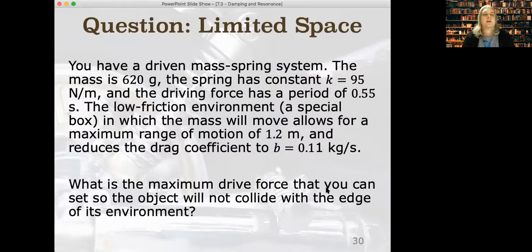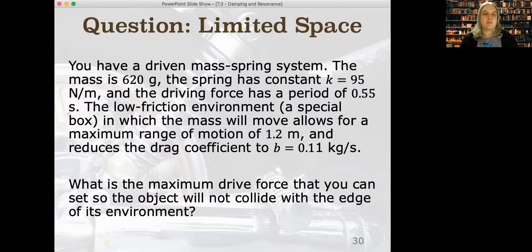This question is about a driven mass spring system. We're given a bunch of values for it, but it says that the system has a limited space that it can move in. The mass can only move up to a maximum range of motion of 1.2 meters. With all of that information, we want to figure out the maximum drive force that we can set on our driving system so the object will not collide with the edge of its environment.